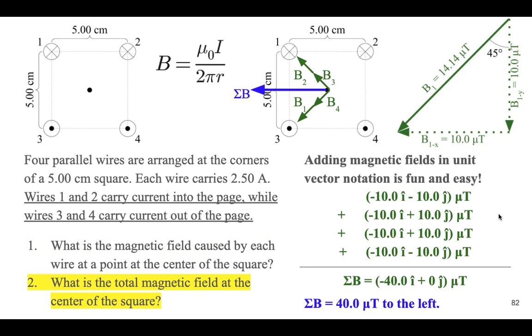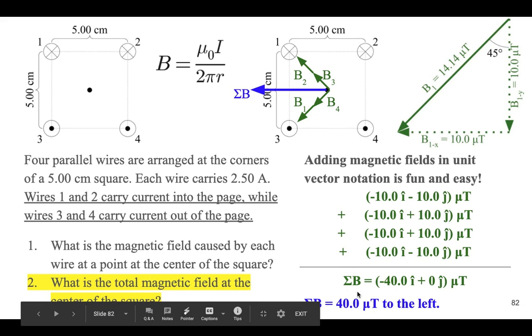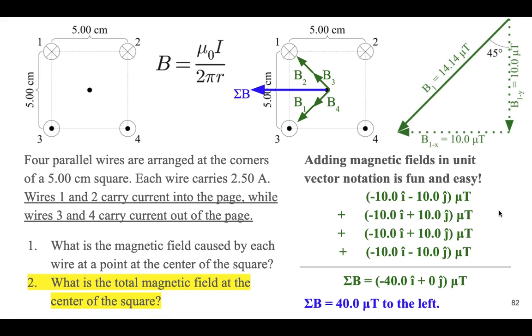So remember how we add these up. Adding magnetic fields in unit vector notation is fun and easy. Just write them all one on top of each other, line up all your I hats, line up all your j hats, add them all down. So minus 10 I hat times 4 is going to give us minus 40 I hat. But look at the j hat part. So minus 10 plus 10 plus 10 minus 10. So that part just cancels. So we end up with minus 40 I hat microtesla, or you could just say, well, that's just 40 microtesla to the left. So hopefully this angle notation and unit vector notation is ringing a bell from when we did this before. I think this is a really useful skill to have if you're going to keep going with the physics. So I'm bringing it back.